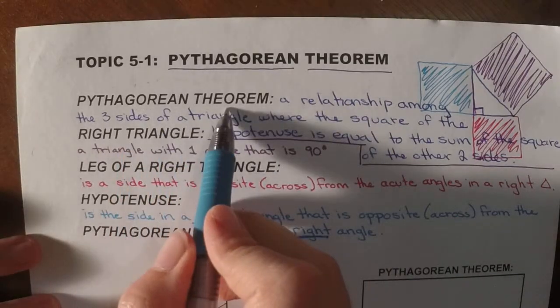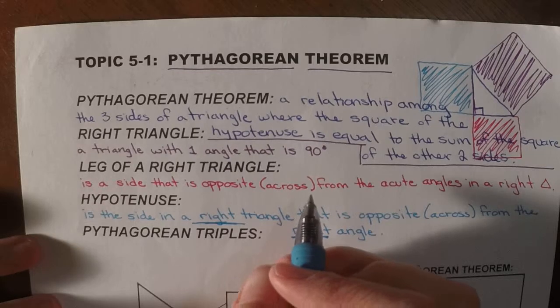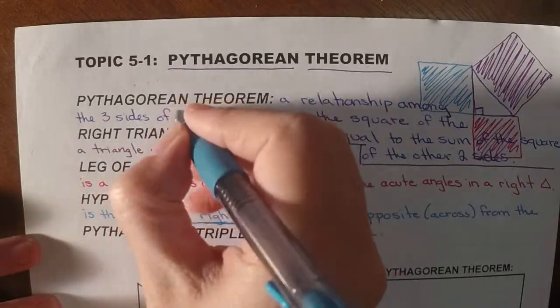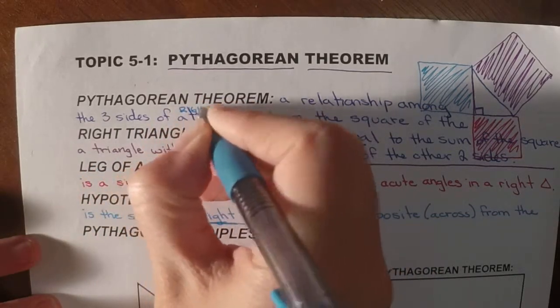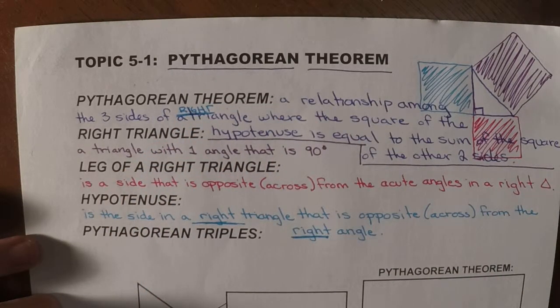Because the Pythagorean theorem only works in a right triangle. Okay, I guess I should have said that. The three sides of a right triangle. So you need to know that it's a right triangle.